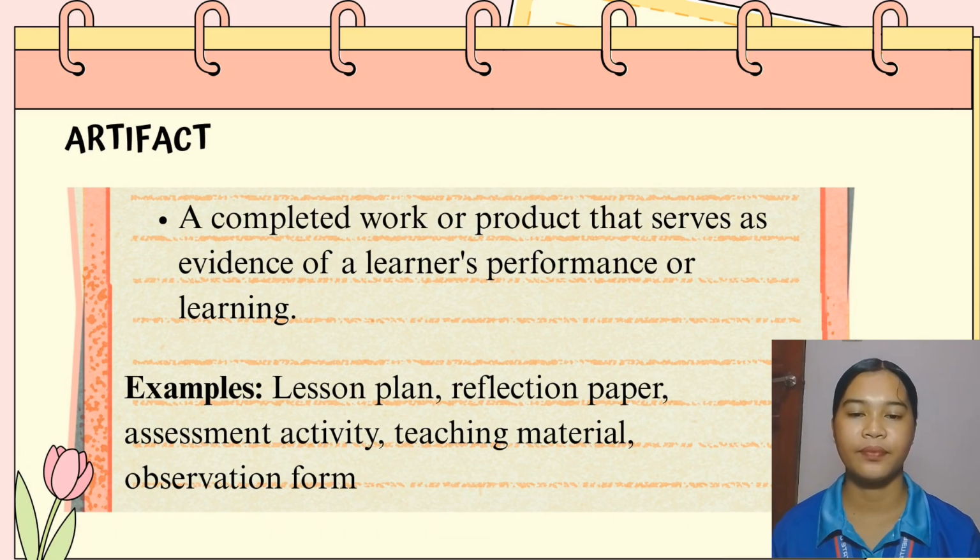Next is artifact. An artifact is a completed work or product that serves as evidence of a learner's performance or learning. In simple terms, an artifact is something that we created or completed that can show what we have learned or accomplished. Examples include lesson plans, reflection papers, assessment activities, teaching materials, and observation forms.